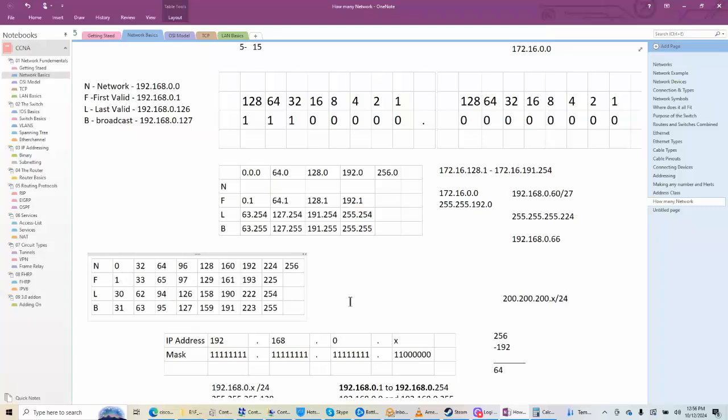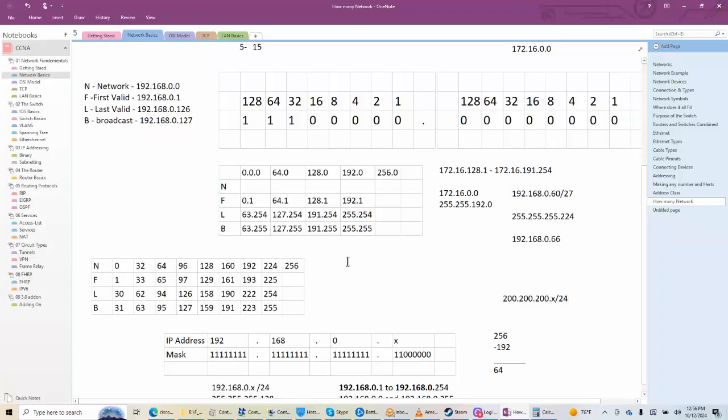Now, what you have done is you have learned how to subnet a Class C network. You've also learned how to decide how many bits you need for how many hosts and networks. And if you missed that, we're going to cover it right now.